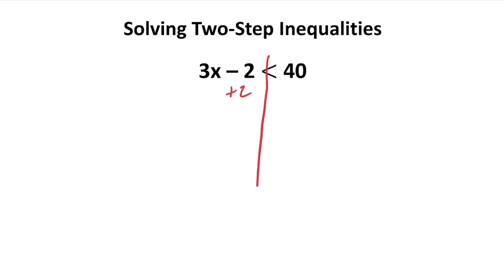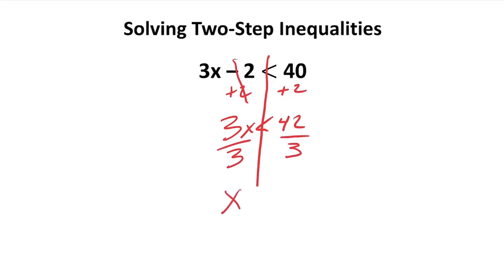We're going to do plus 2, like we've been doing all year, no problems. 3x is less than 42, divide by 3. Divide by 3, x, and this is 14. These are both positive, so we don't do anything different. We keep the symbol the same. And that's our answer right here.